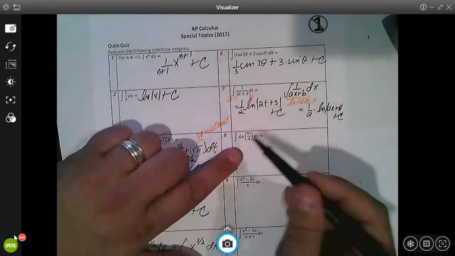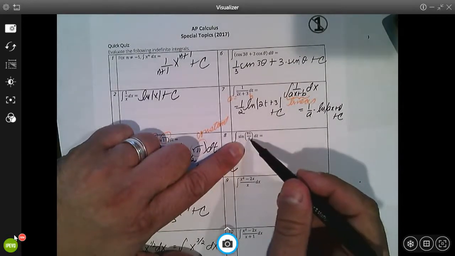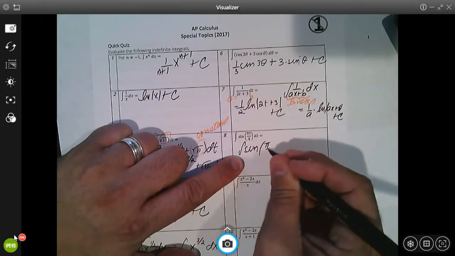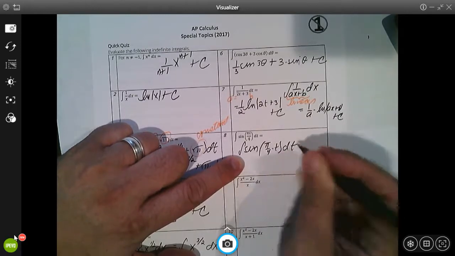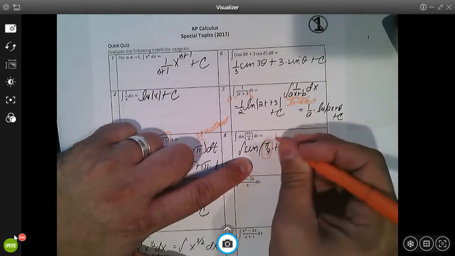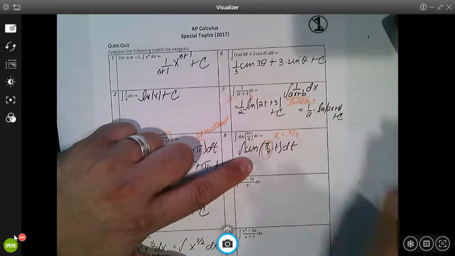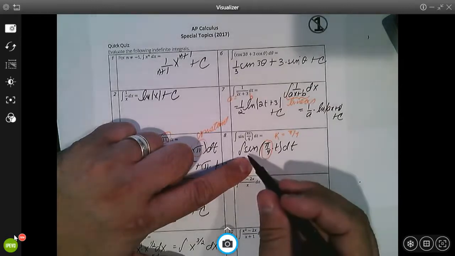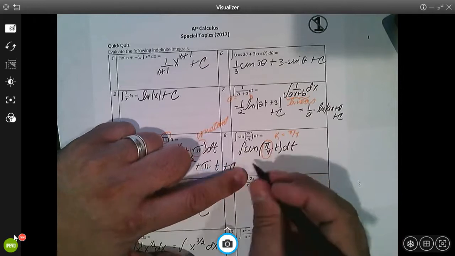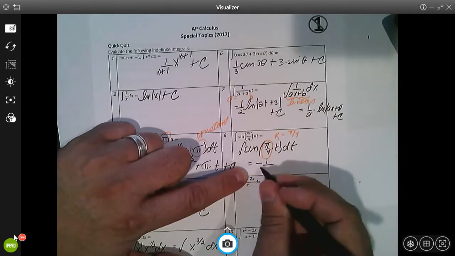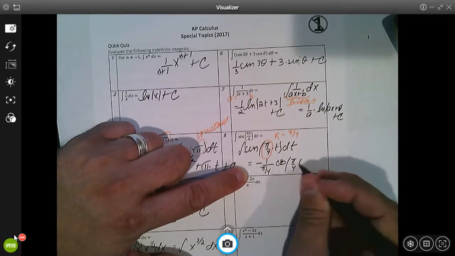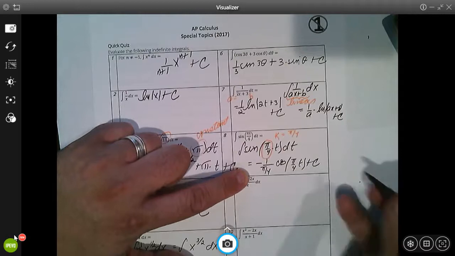Okay? The integral of sine pi t over 4, well, I'm going to rewrite this. Sine of pi over 4 times t dt. And this pi over 4 is a constant. It's a constant, k is pi over 4. If you check back on the front, the integral of sine kx, or in this case sine kt, is going to be negative 1 over k times the cosine of k times t plus c.